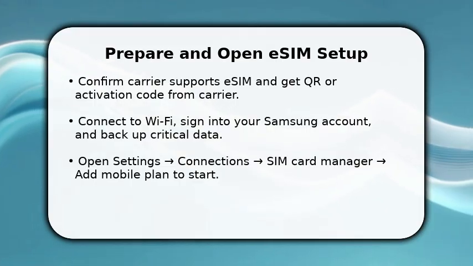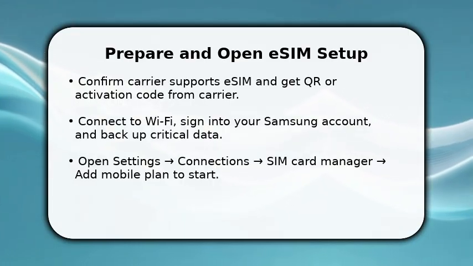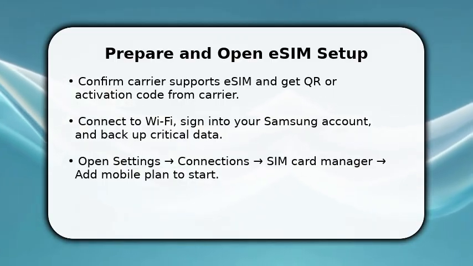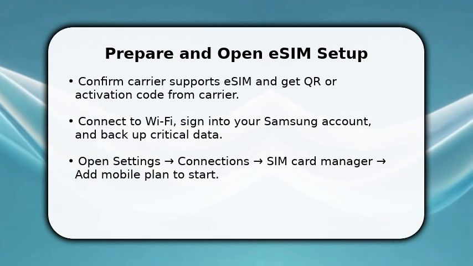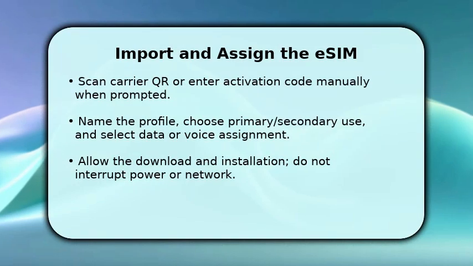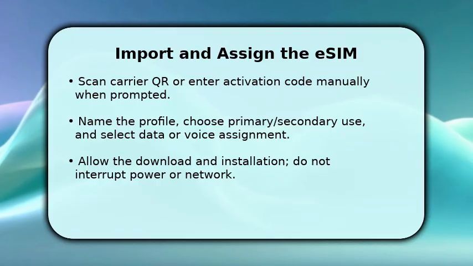Now open Settings, go to Connections, then eSIM Card Manager, and tap Add Mobile Plan. You're initiating the eSIM import, and this first step triggers the phone to look for a downloadable profile from the carrier. You'll scan the QR or type the code exactly. The phone authenticates with the carrier and downloads the eSIM profile.